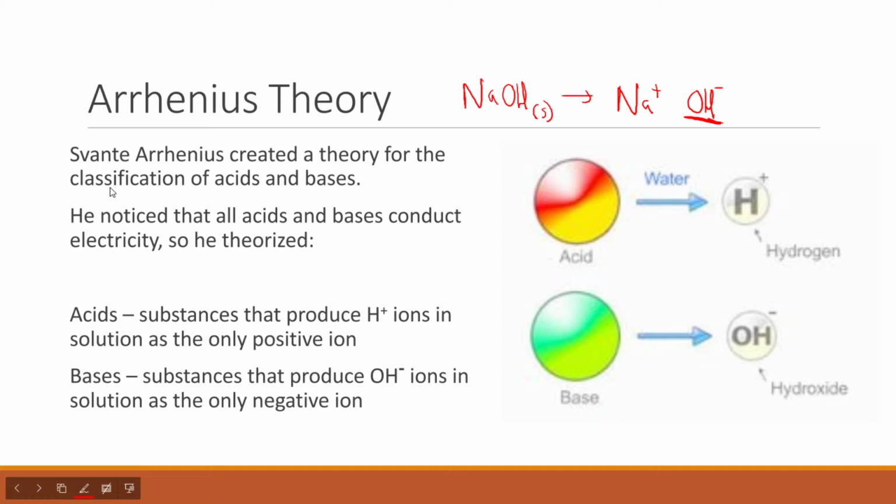Would things with both H plus and OH minus but in different quantities still be water? No, we'll talk about that when we get to pH. When we talk about how we measure how acidic or how basic things are, that's going to come into play a lot. How can you identify the charge?